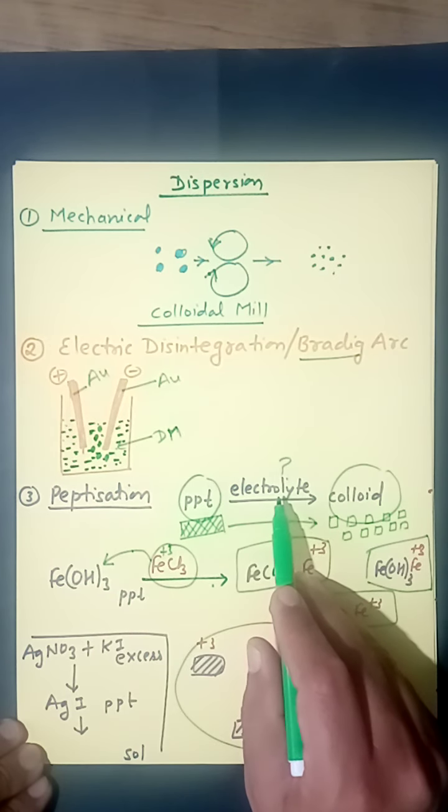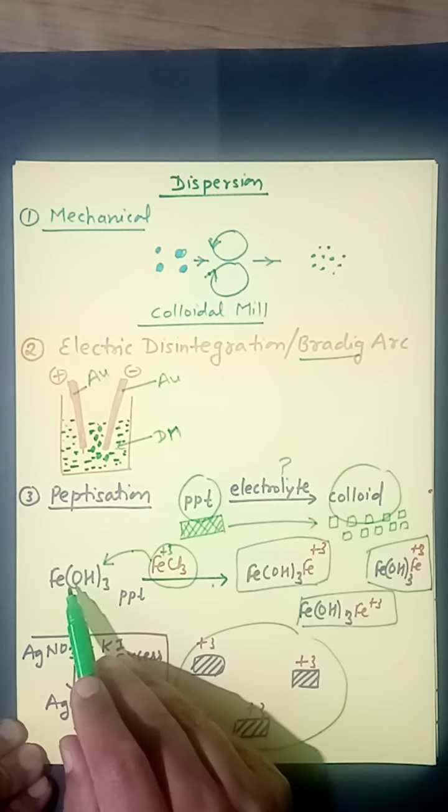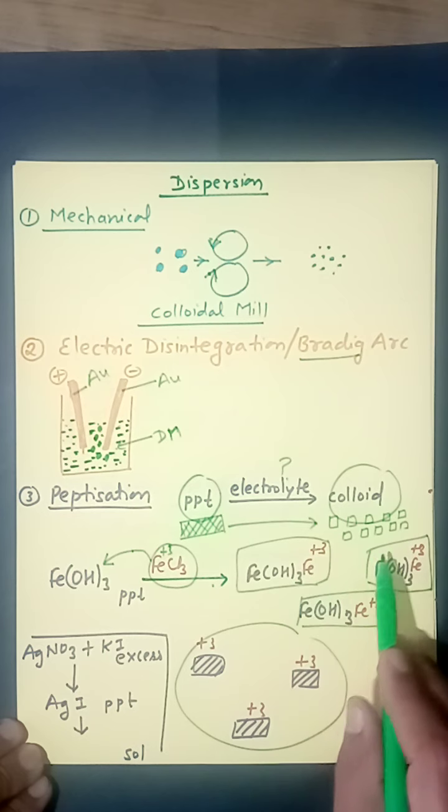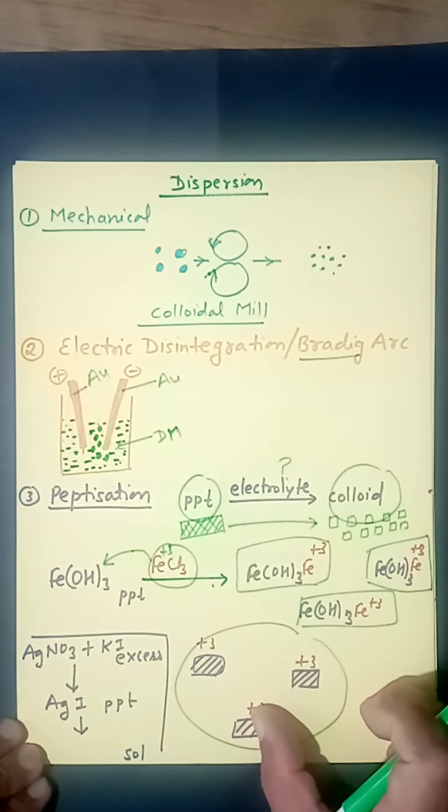Electrolyte means anything which carries charge. Fe+3 is adsorbed here, the like ion is adsorbed here. The particles are smaller, and they all carry like charge, therefore they cannot collapse.